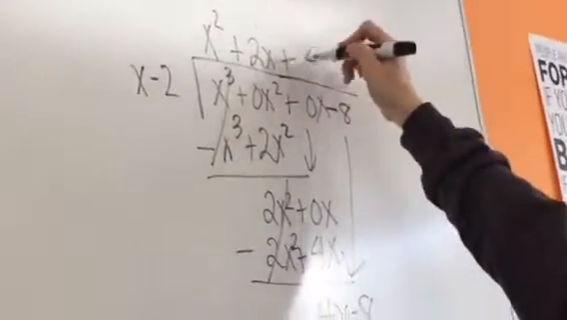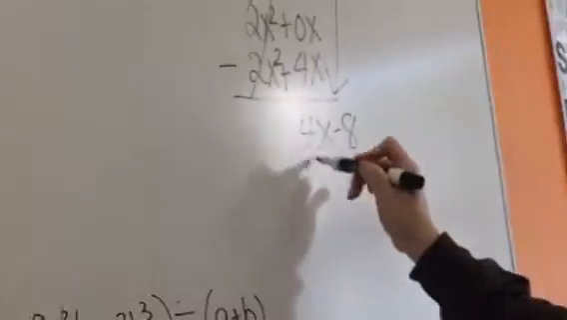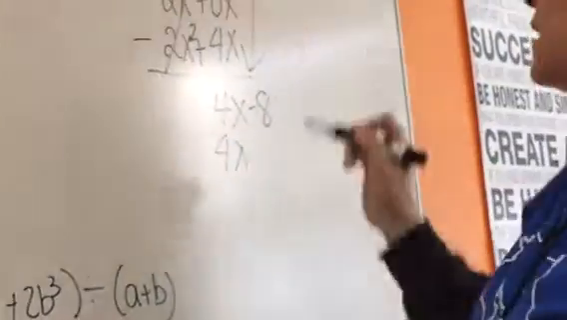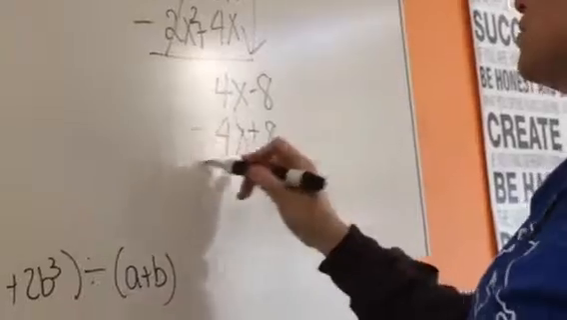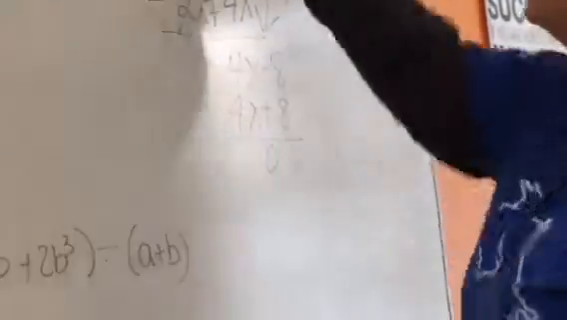Okay, so now all I have left is plus 4. 4 times x is 4x. 4 times negative 2 is minus 8. Signs change. Nice, no remainder. There's my answer. Okay, last one.